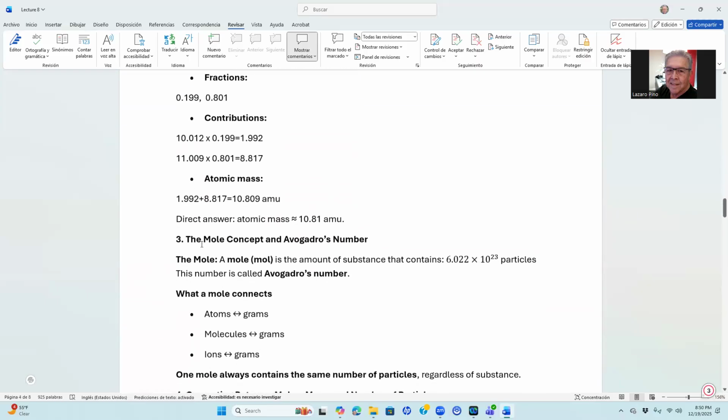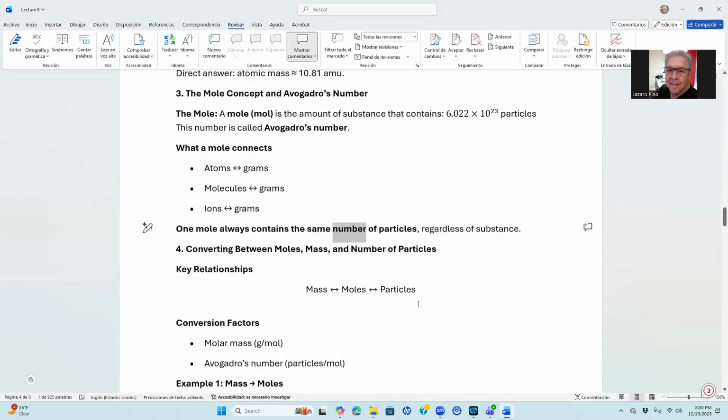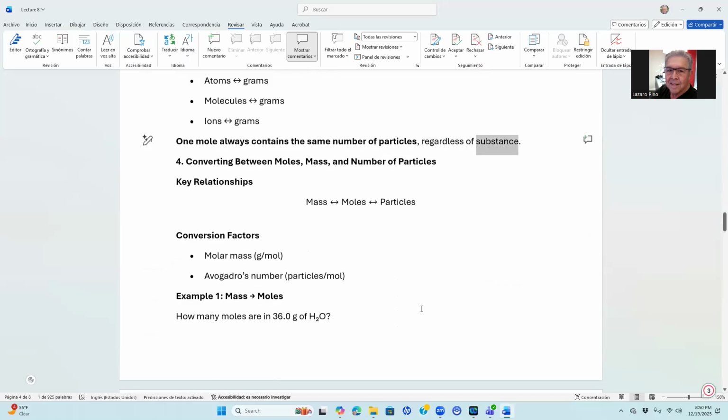Well, let's go now to the concept of mole. Let's see. The mole concept and Avogadro's number. The mole is the amount of substance that contains 6.022 × 10^23 particles. This number is called Avogadro's number. What a mole connects: atoms ↔ grams, molecules ↔ grams, ions ↔ grams.